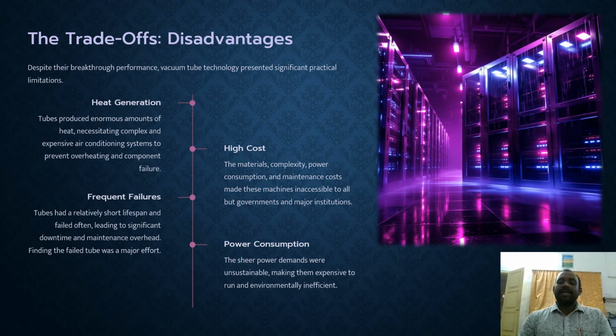The trade-offs, disadvantages. There are some disadvantages since it is a first generation computer. Heat generation: the tubes produce enormous amounts of heat, and the room filled with the computer will have a lot of heat. High cost: since we use large numbers of vacuum tubes, the cost will be higher. Frequent failures: the tubes may fail frequently. Power consumption: since enormous numbers of vacuum tubes are used, power consumption is large.